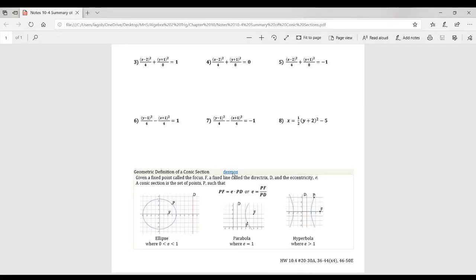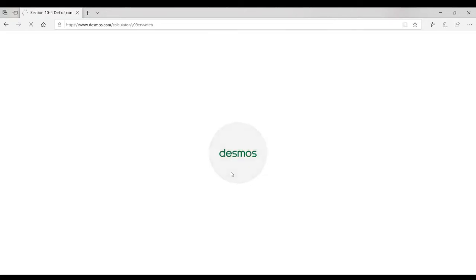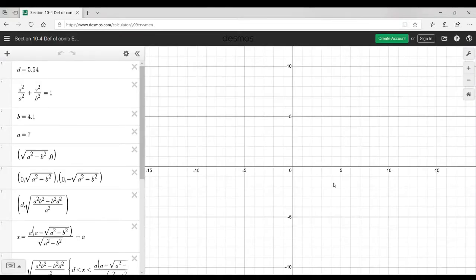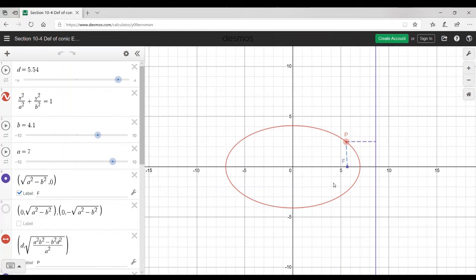All right, so click on the Desmos towards the bottom of your PDF this time, and it'll open up another file that I created on Desmos for you. This one is going to use the definition of the conic section using eccentricity to define the conic section.